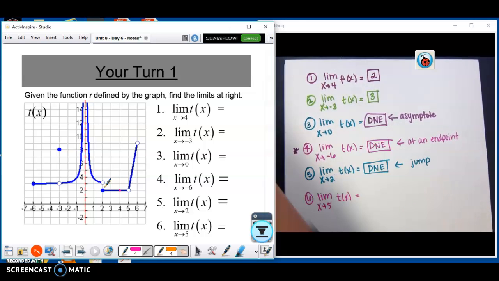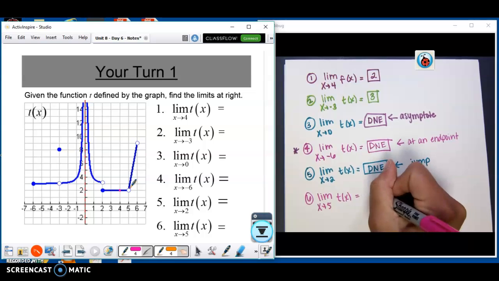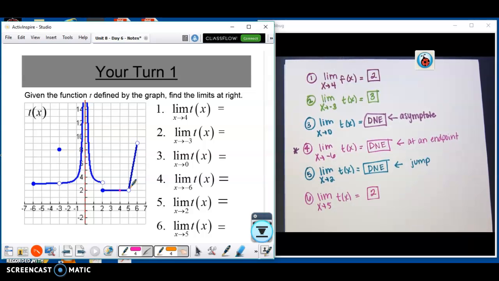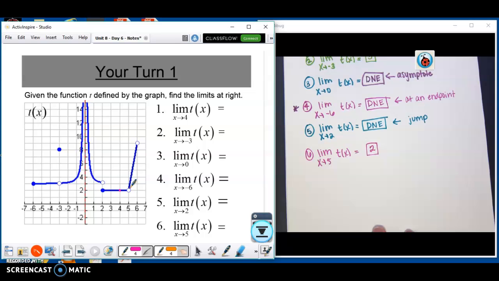And then the last one for this one, the limit as x approaches 5 of t of x. So if we take a look at 5, here's 5. Well, it has a hole, but remember, holes are no big deal. If you come in from the left, you approach the y value of 2. Come in from the right, you approach the y value of 2, so this is going to be 2.